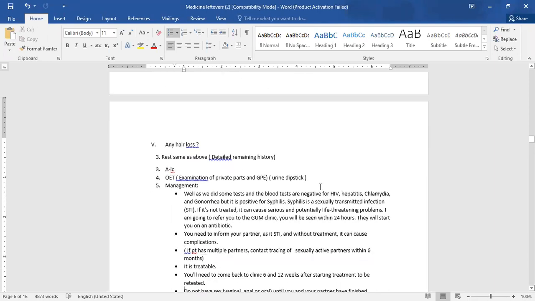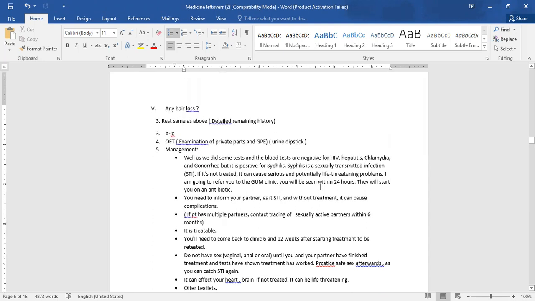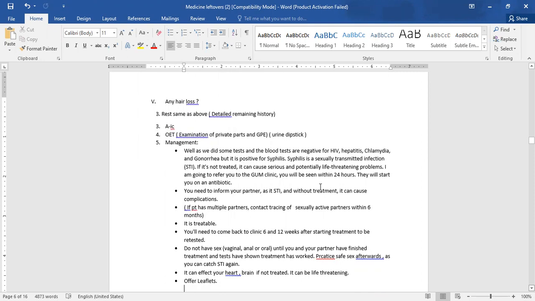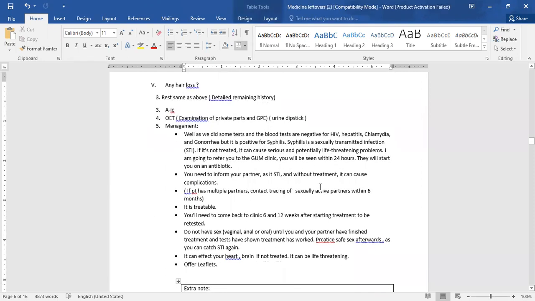And then will come your examination part. You need to do the examination of the private parts, general physical examination, and mention the urine dipstick if the patient says I have some kind of burning sensation. Okay. And the management would be the same.